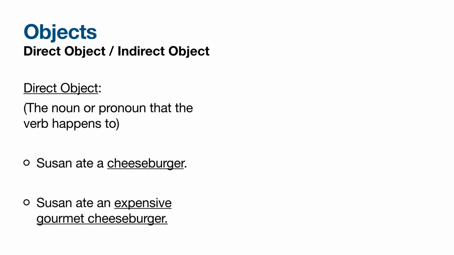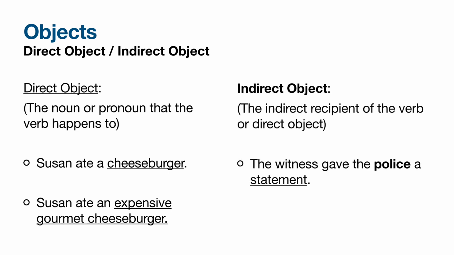Let's add some adjectives to our object here. Susan ate an expensive gourmet cheeseburger. Here, the adjectives expensive and gourmet are just modifiers of the noun cheeseburger. This makes expensive gourmet cheeseburger our complete direct object. Let's move on to indirect objects.